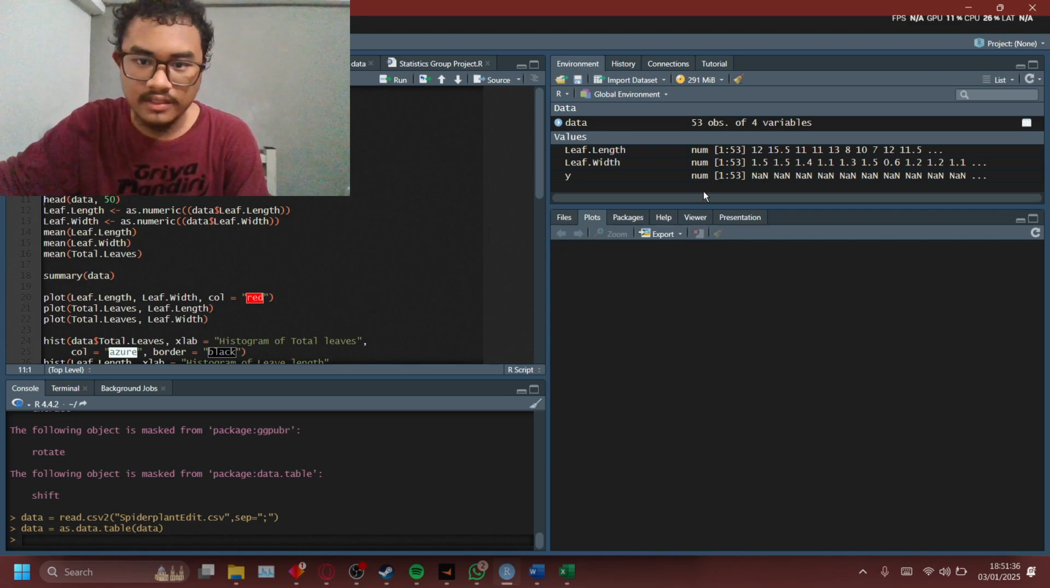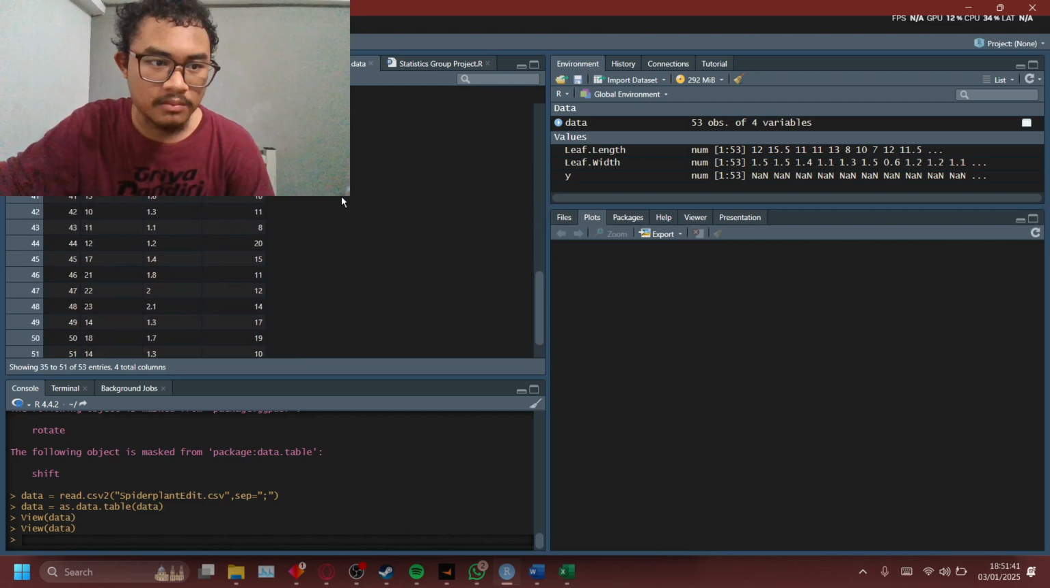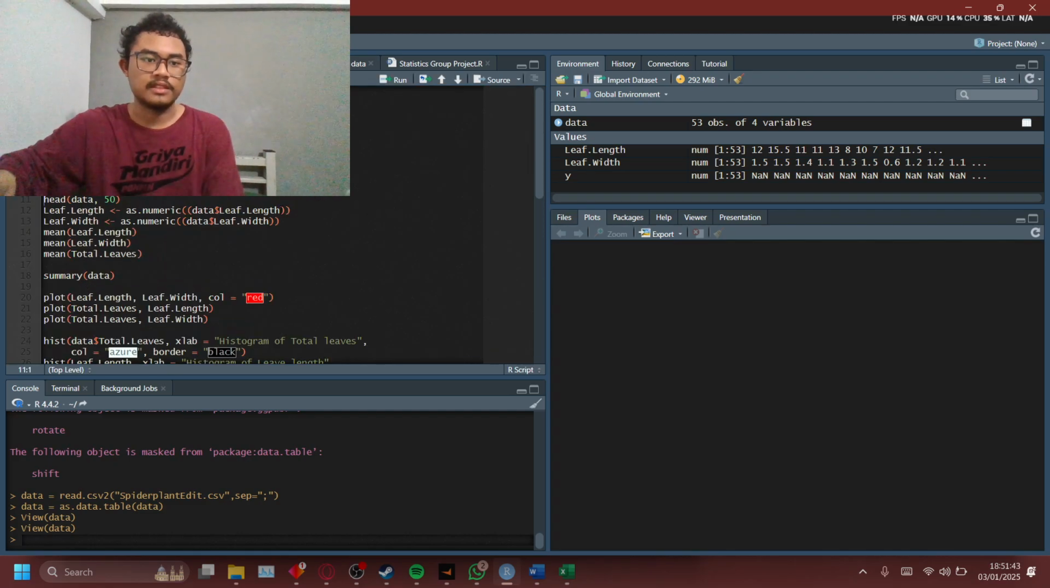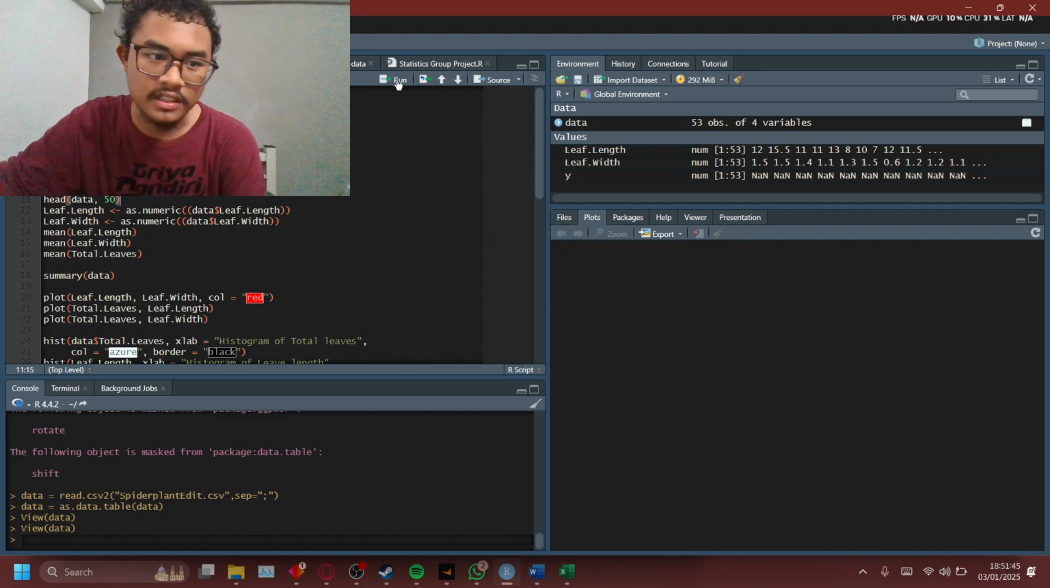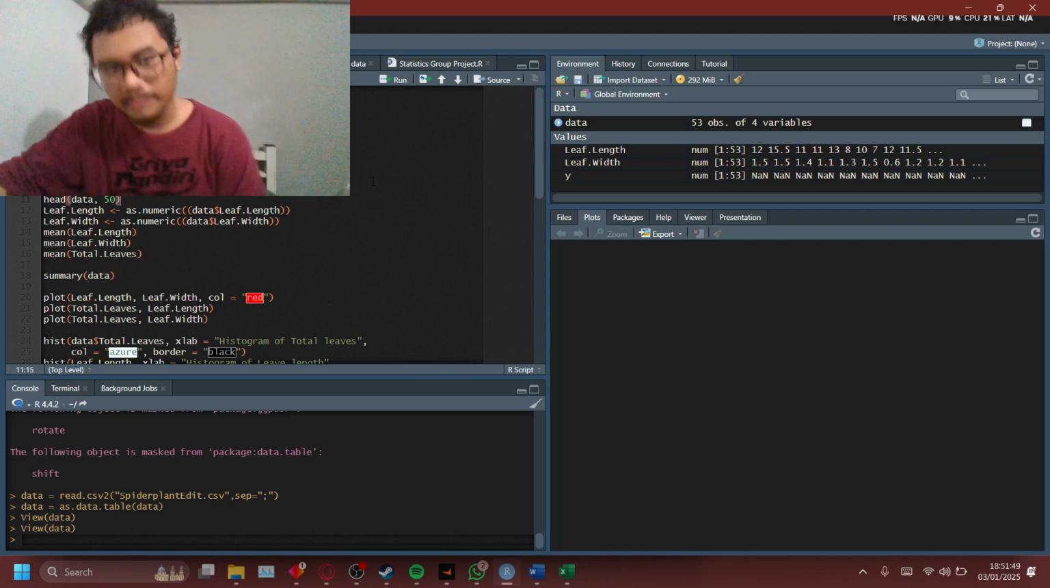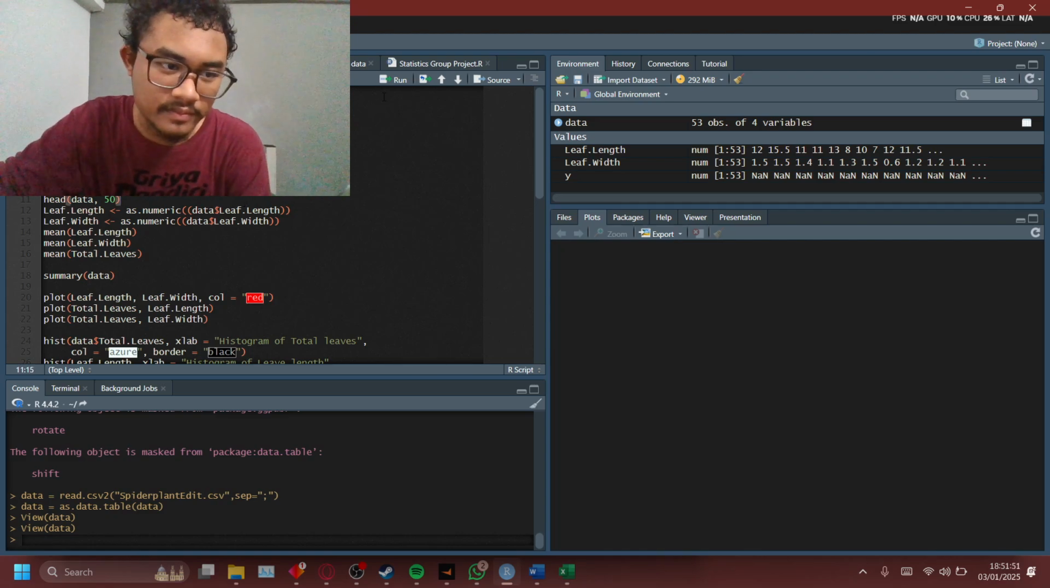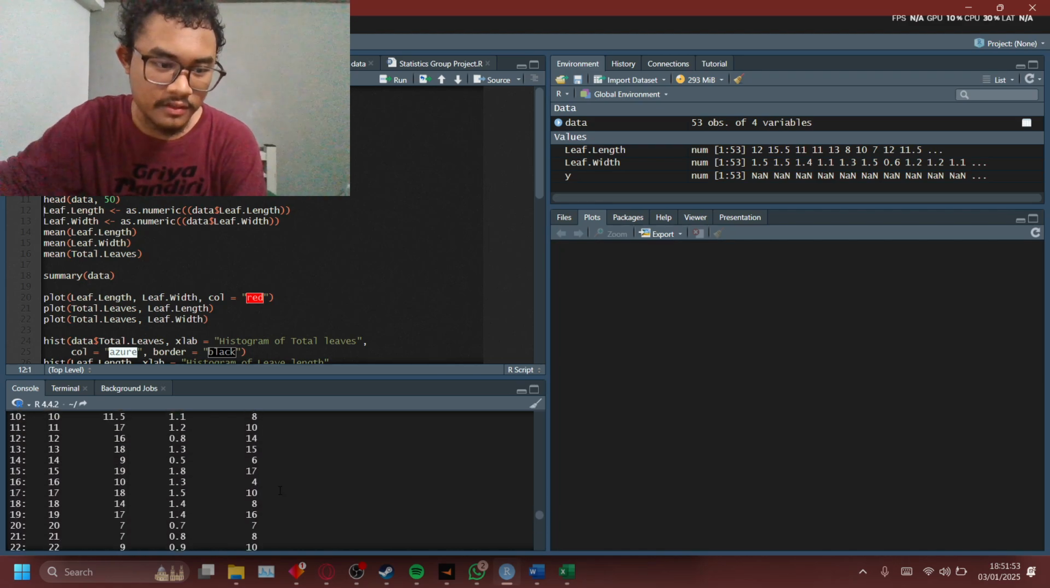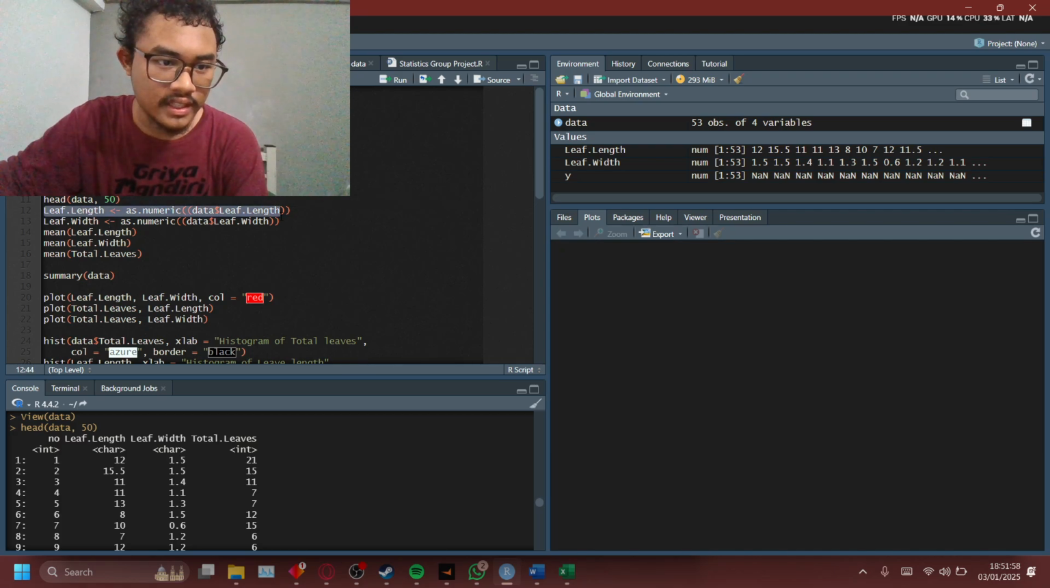We read this, and you can see here on the environment, we can click on data and look at that. You can see it here on the stats project, and then I use head because I had over 50 data points. I went a little overboard when gathering data, but to look at it, there you go. These are all the data I have, and this is where my problem was.